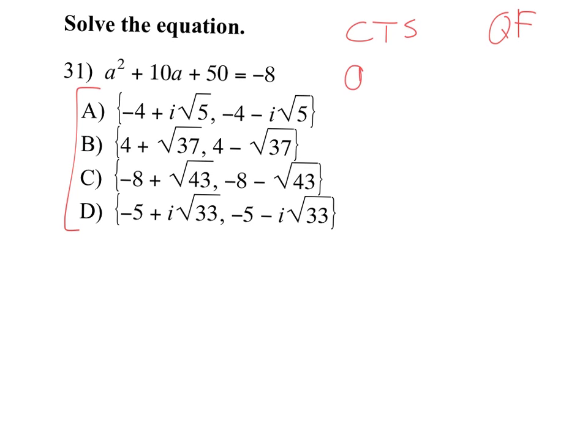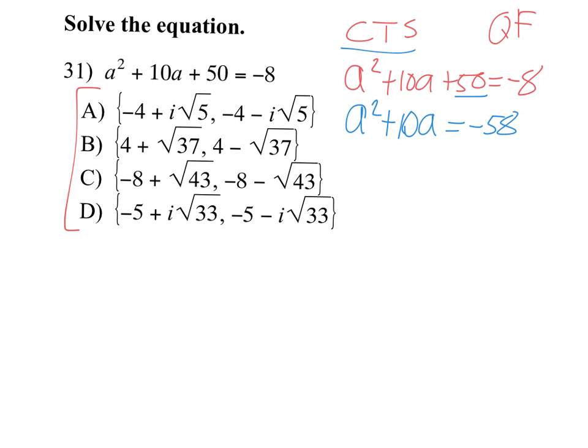So we've got a squared plus 10a plus 50 is equal to negative 8. Okay, for completing the square, I'll do that in blue. First thing I'll do is clean things up. Let's get rid of this plus 50. So we've got a squared plus 10a is equal to negative 58. All right. Then we've got a squared. We've got to split this up into two equal pieces. Plus 5a plus 5a is equal to negative 58.